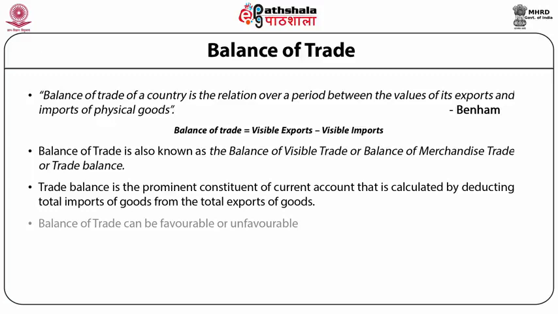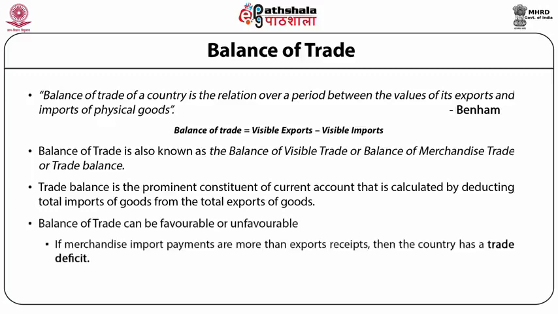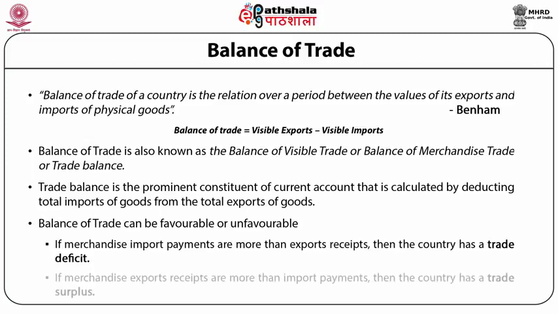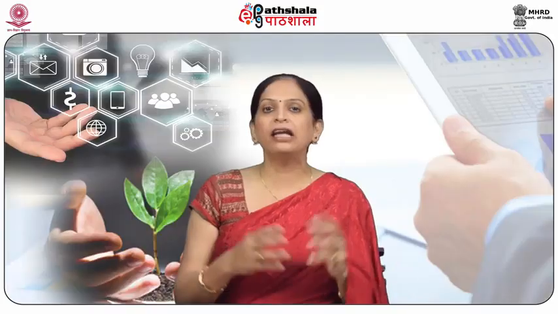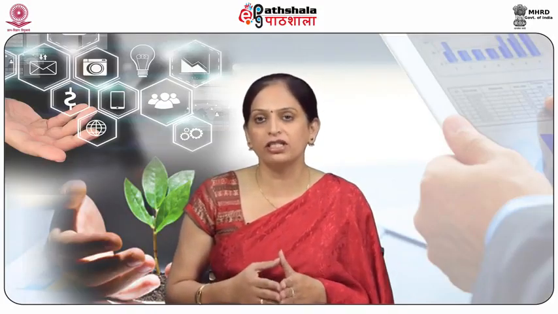So in this way, balance of trade can also be favorable or unfavorable. If the mercantile import payments are more than the export receipts, we can say that the country has a trade deficit. On the other hand, if the mercantile export receipts are greater than the import payments, the country will have a trade surplus.